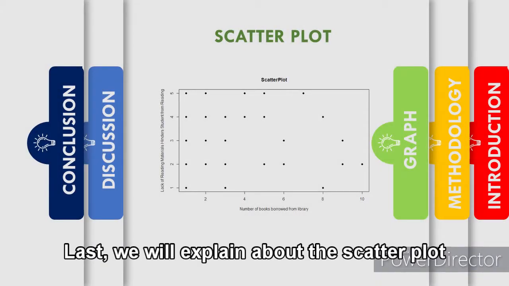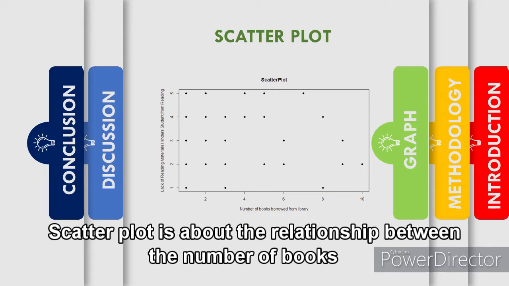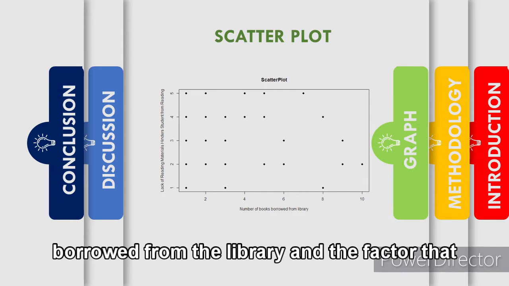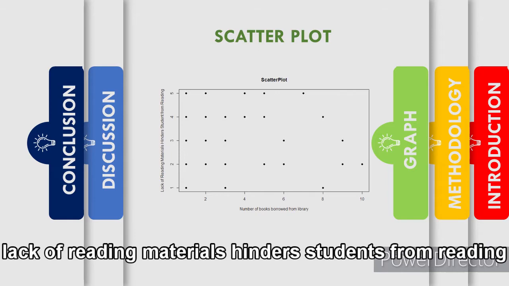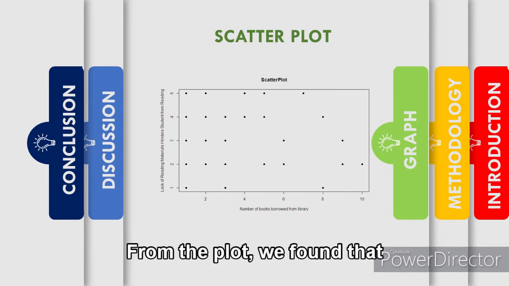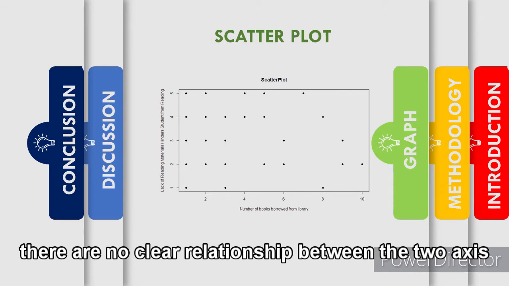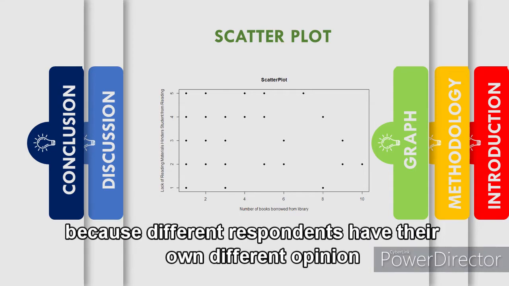Last, we will explain the scatter plot. The scatter plot is about the relationship between the number of books from the library and the factor that lack of reading materials hinders the student from reading. From the plot, we found that there is no clear relationship between the 2 axes because different respondents have their own different opinions.